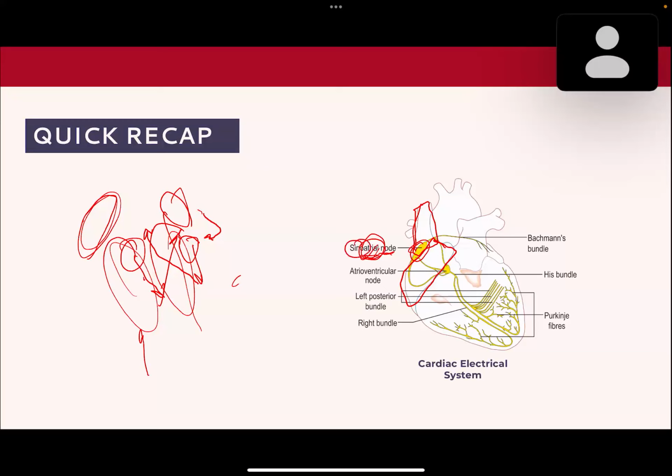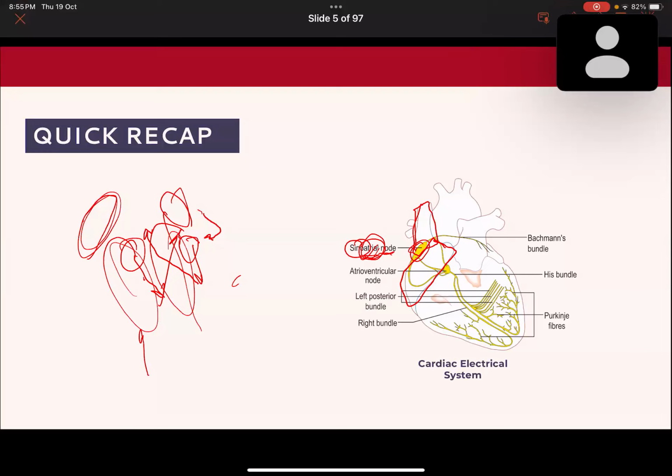Now the next question is, why is it called sinoatrial node? Does anyone know? Okay, so this is something for your own information. It's not going to come in an exam or anything like that. But the reason why it's called sino is because of its anatomical location, and the area that it's in is called the sinus venarum. This is just an FYI. You guys don't need to know. So that's why it's called the sinoatrial node: because it's in the right atrium, and because it's in the sinus venarum.